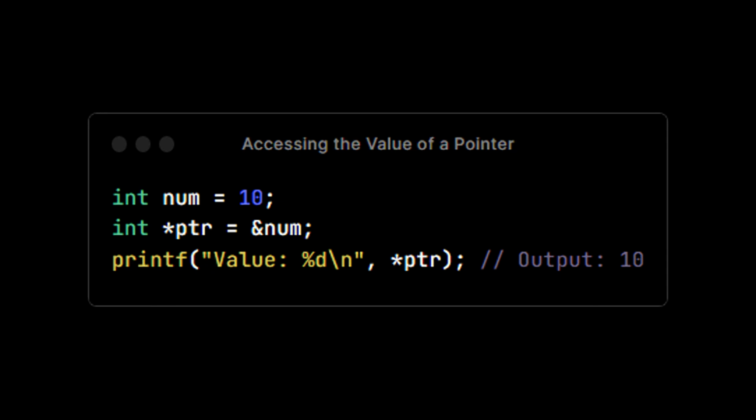Accessing the value of a pointer. To access the value stored in a pointer, you use the dereference operator, asterisk, before the pointer variable. This retrieves the value at the memory address pointed to by the pointer.